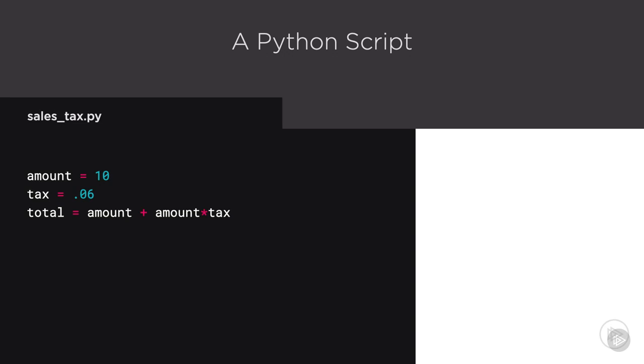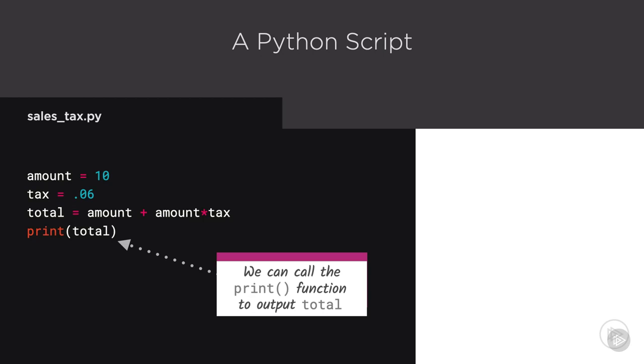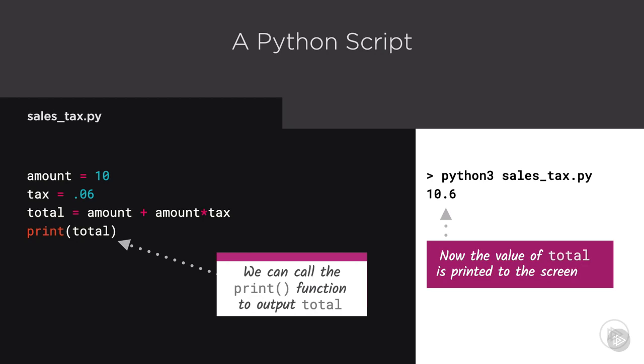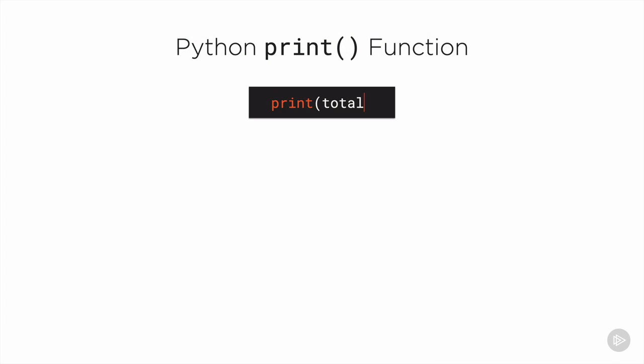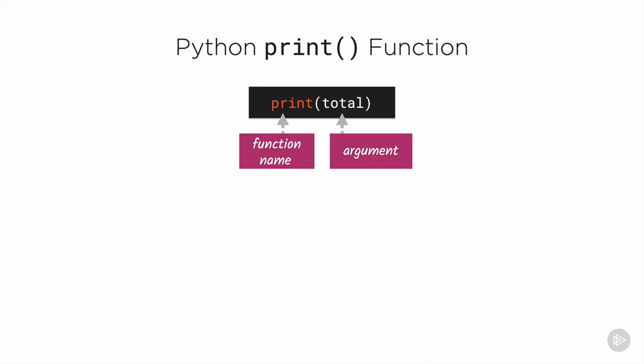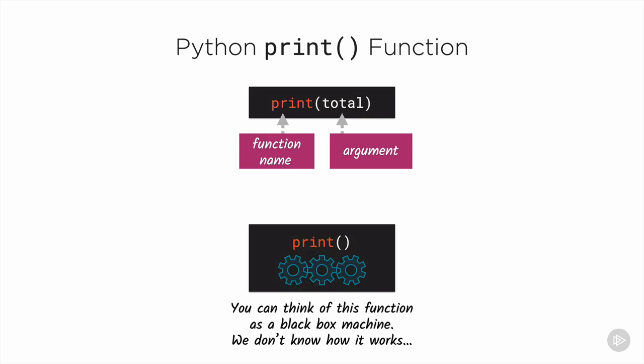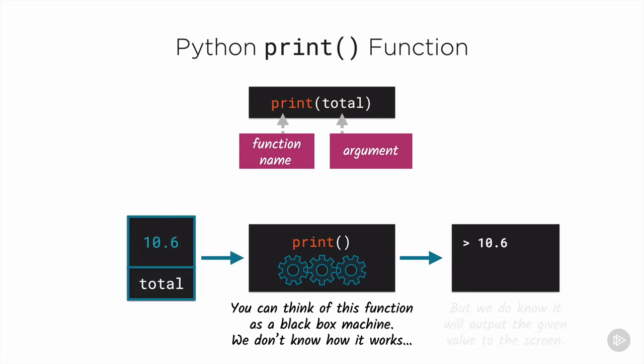As we saw in the previous demo, we can call the print function to output values to the screen. Now the value of total is printed to the screen as 10.6 or $10.60, which is what we wanted. The print function is a built-in function in Python. We use it by typing the function name and then passing in the value we want to print, which is called the argument. You can think of this function as a black box machine. We don't know how it works, but we do know when it's called with an argument, it will output the given value to the screen.